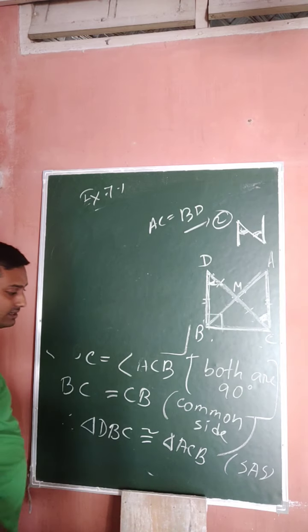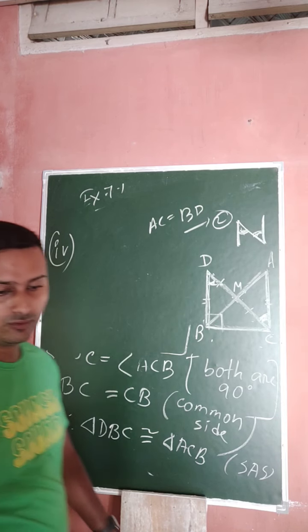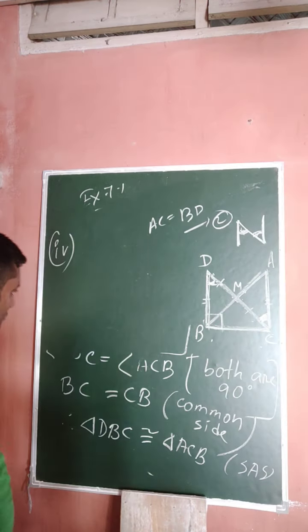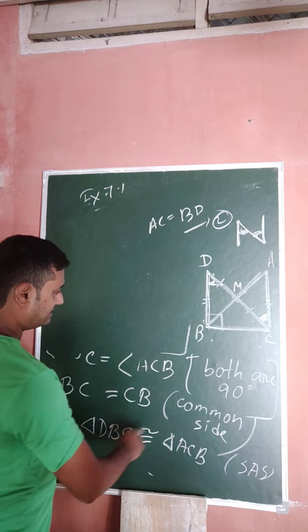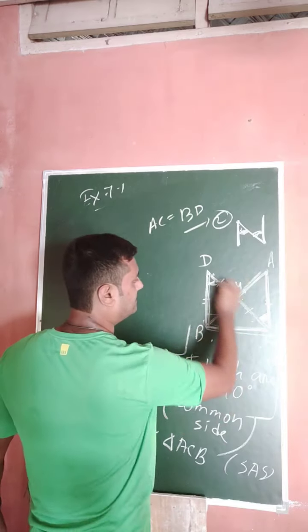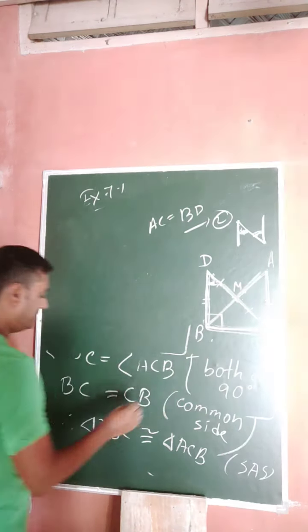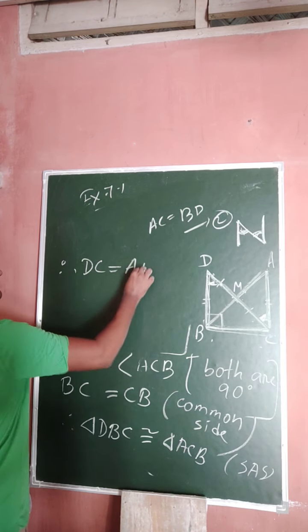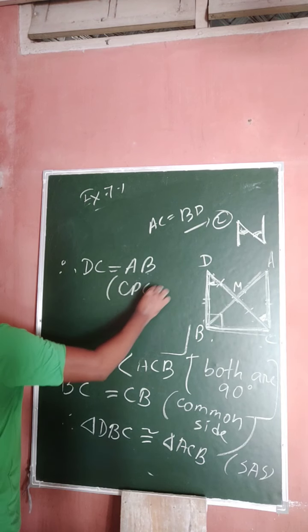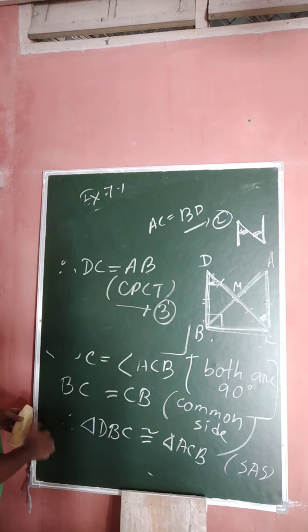which we have to use in question number 4. Now question number 4, we have to prove CM equal to half of AB. Before writing question number 4, you just write CPCT. Since triangle DBC is congruent to triangle ACB, corresponding parts, this side DC and AB will be equal. So therefore, side DC is equal to side AB, which is CPCT, and give number 3.